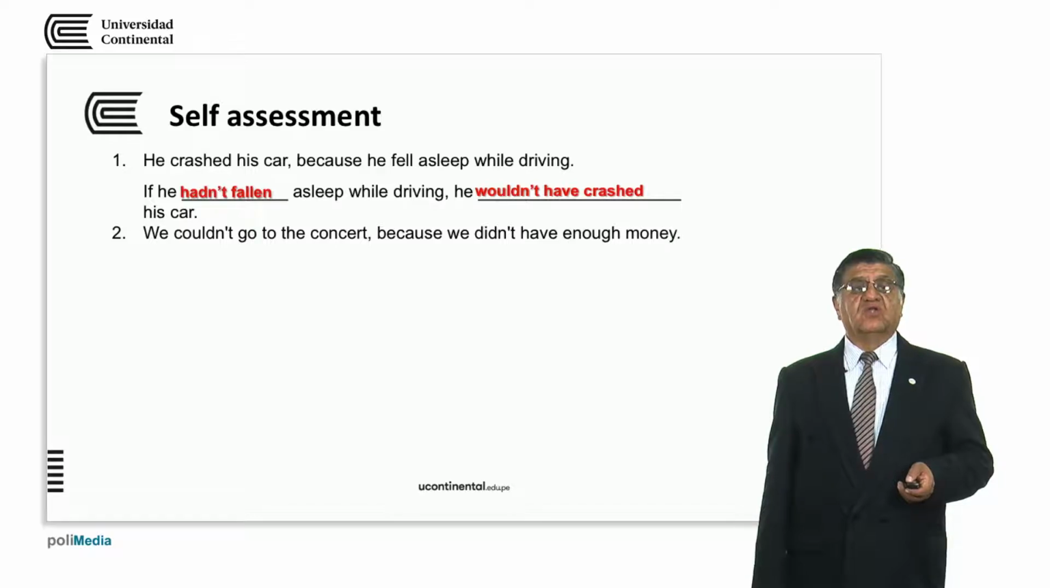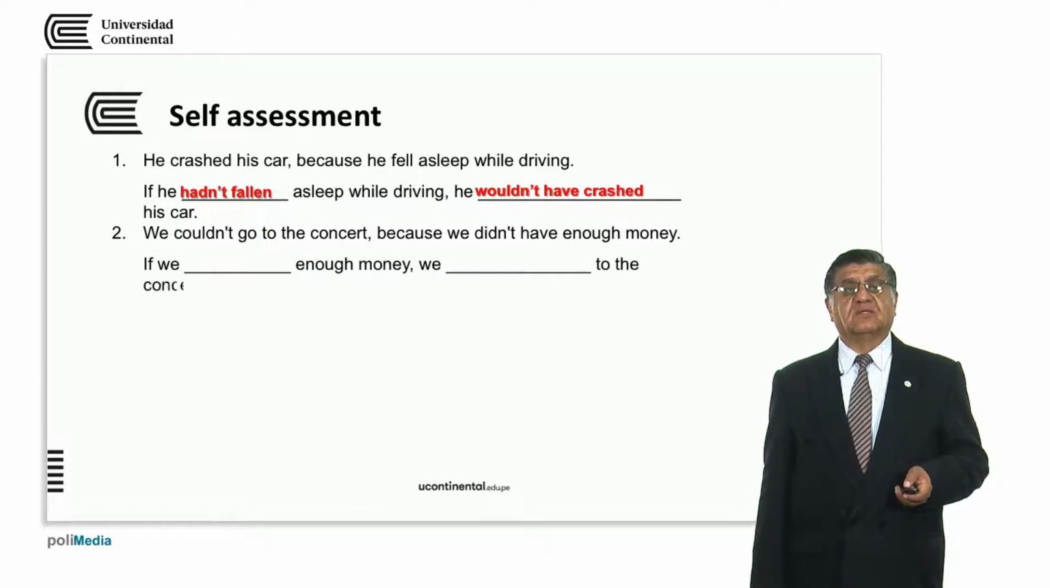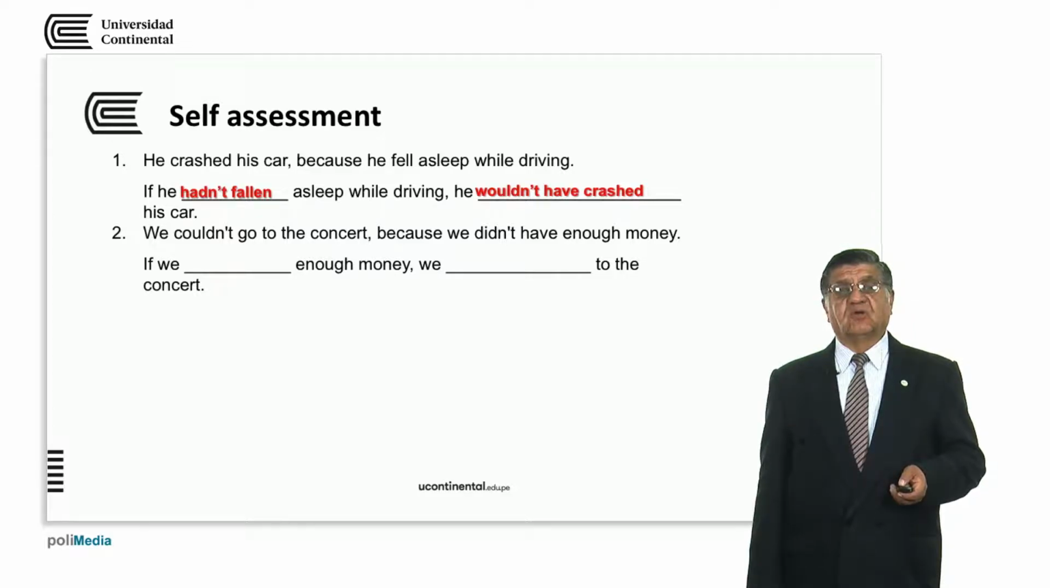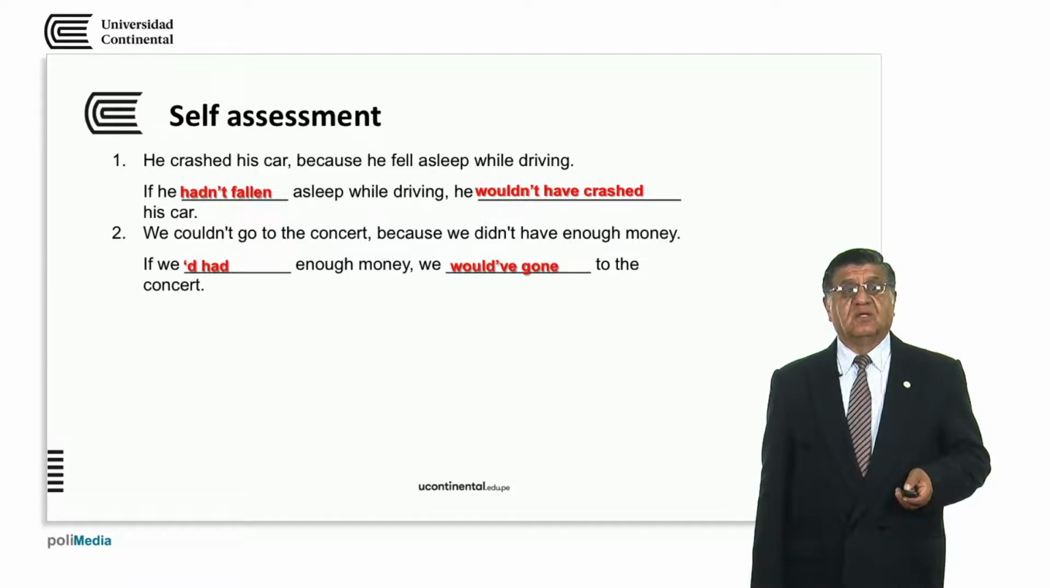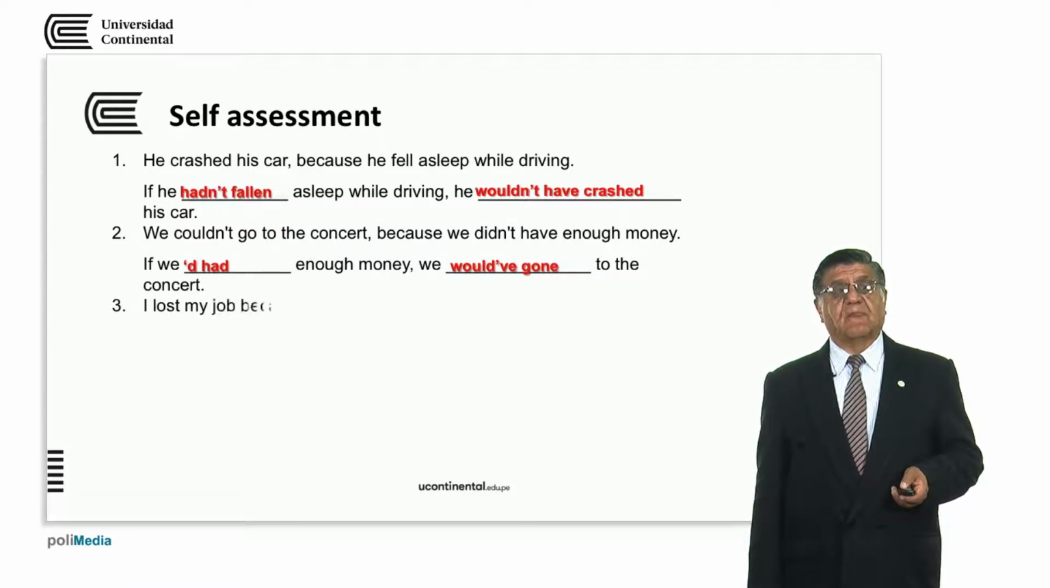Okay, we couldn't go to the concert because we didn't have enough money. So, in this case, the money was the problem. If we had, of course, had enough money, we would have, and the past participle of the verb, would have gone to the concert. If we'd had enough money, we would have gone, with the contractions. Okay, and remember the comma, because the if clause is at the beginning of the sentence.